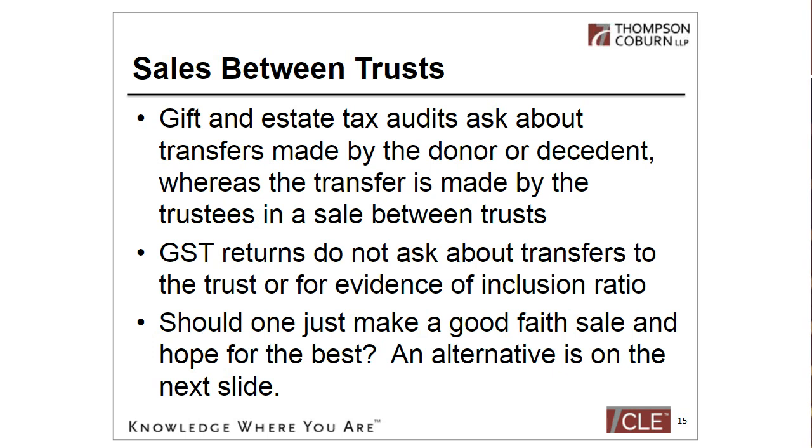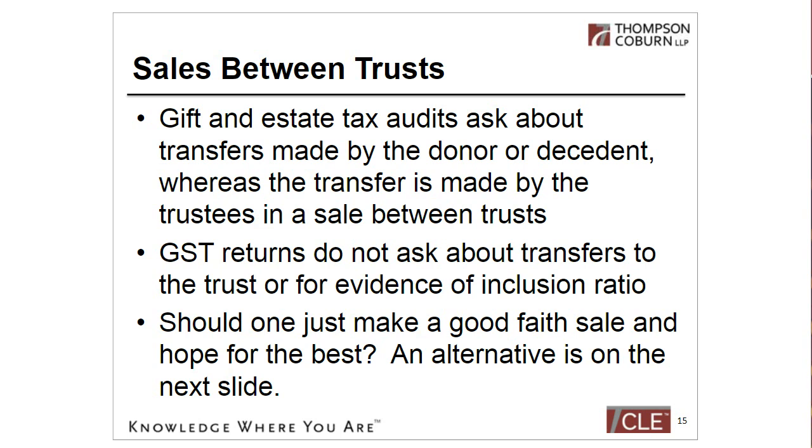And GST returns do not ask you to go through and say how did you calculate your inclusion ratio? What were the transfers to the trust? They don't do any of that. They just say, tell me what the inclusion ratio was. And has anything happened to change it since you last submitted this return? So it seems that with a sale between trusts, you can't get the finality, or at least it would be very, very difficult to do so. But maybe just do a good faith sale and hope for the best. It's less likely to be audited. And if it is, here you got your proof.